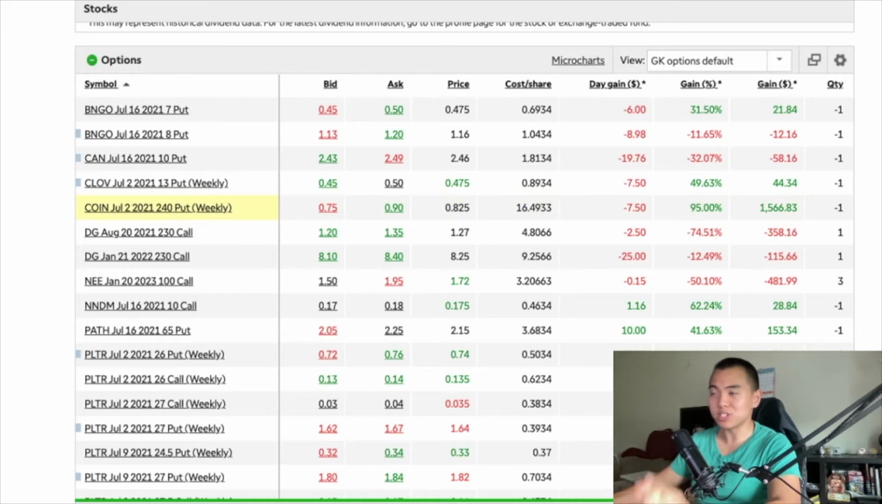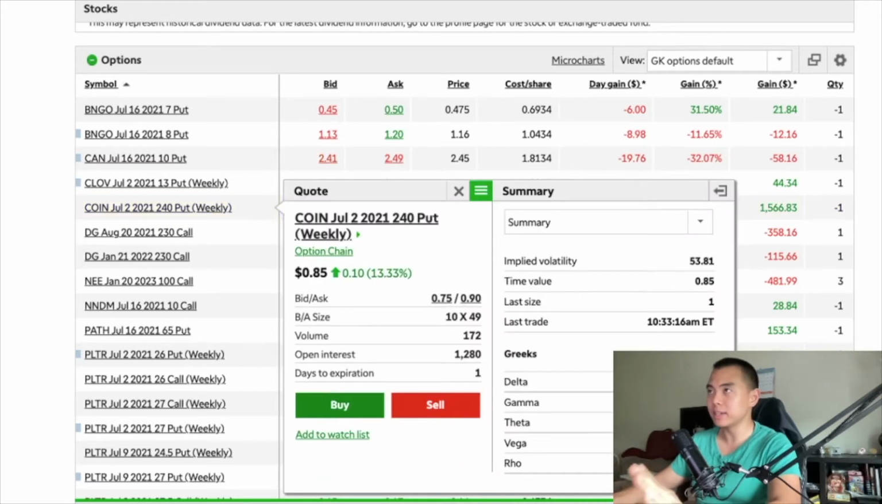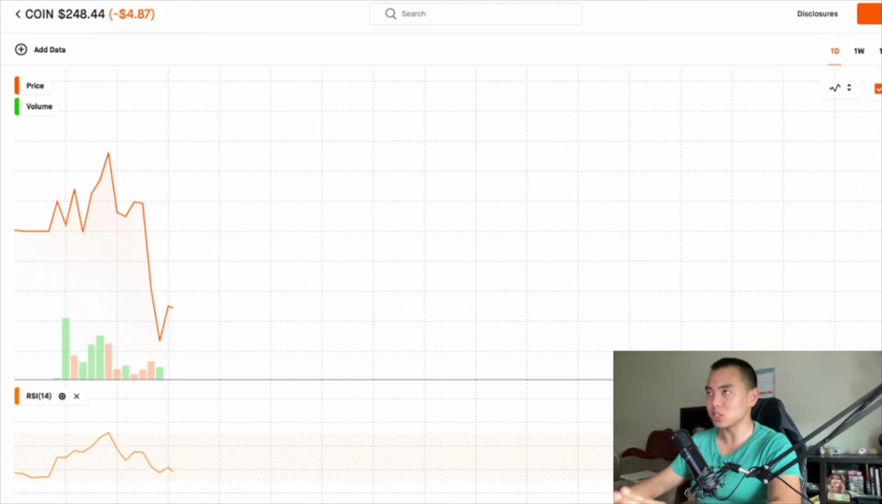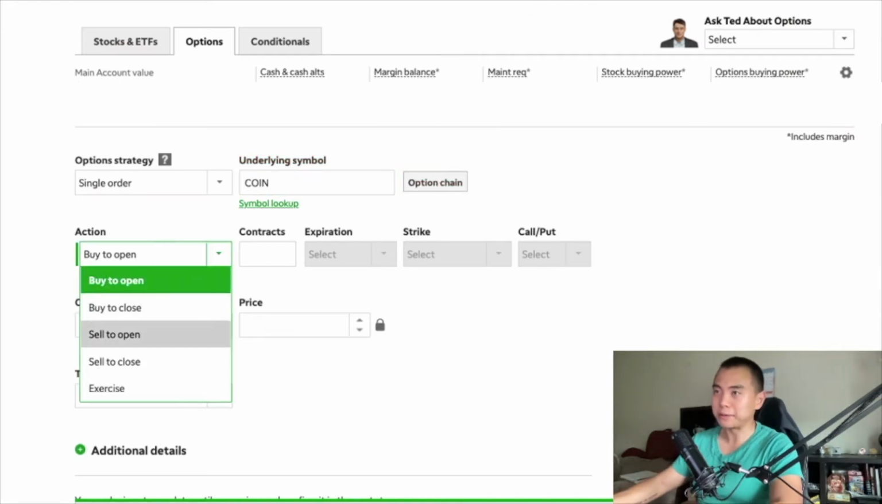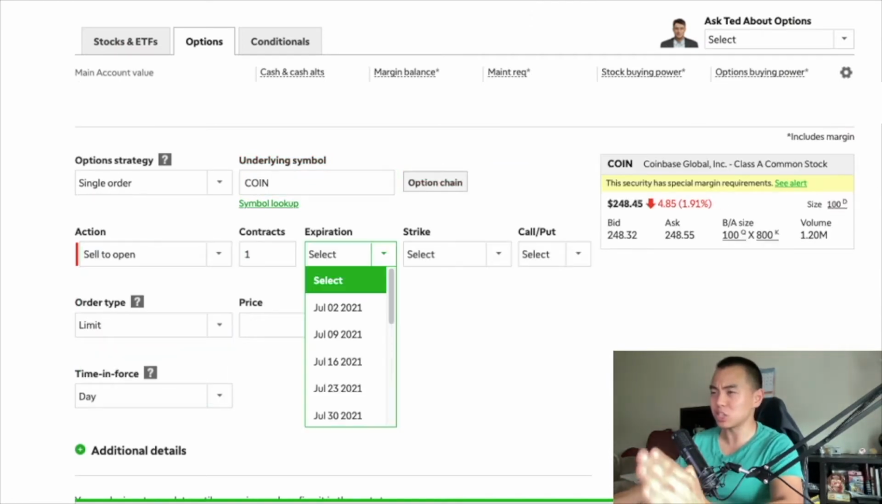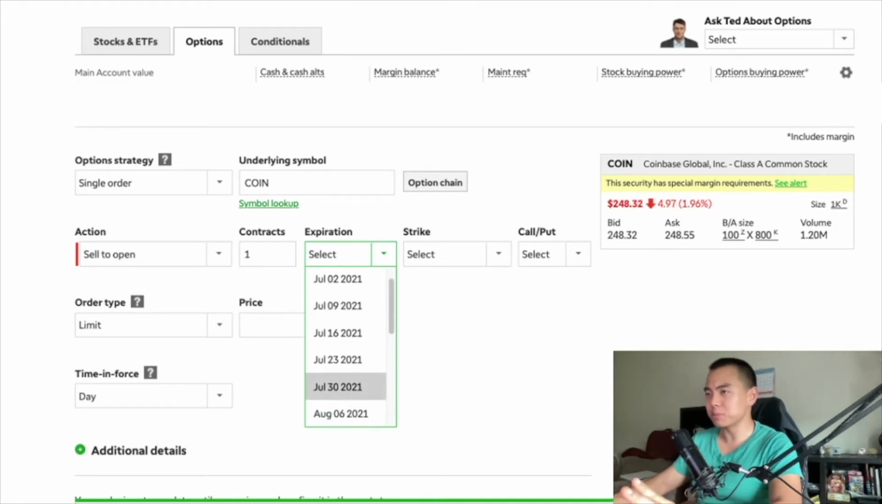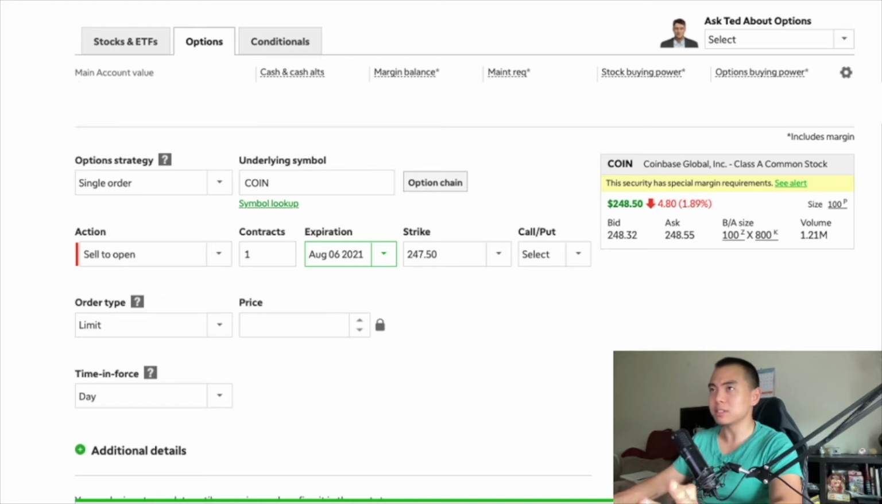I'm going to sell a put on Coin. Today Coin is down just about 2%, and I think there's a good trading opportunity. First, I'm going to place the trade, and then I'm going to walk you through why I am trading this and my general trading strategy. It's actually pretty simple. So here, this is where we order options just via the TD Ameritrade website.